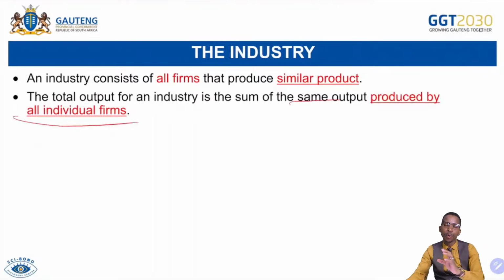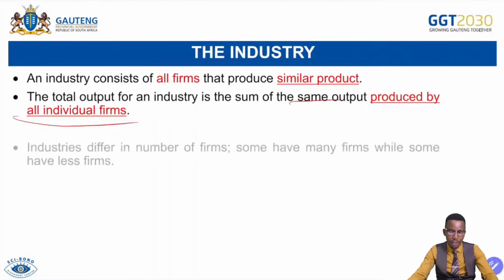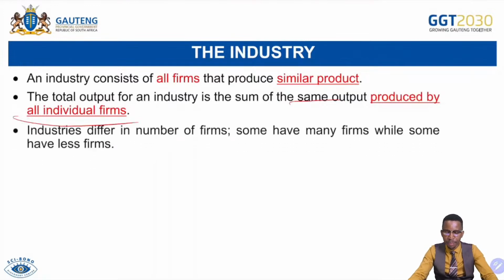So each firm is producing its own components. Maybe one firm produces 20 units per day. Then that output is put together to give us the industry output. Industries differ in the number of firms. Some have many firms while some have fewer firms.